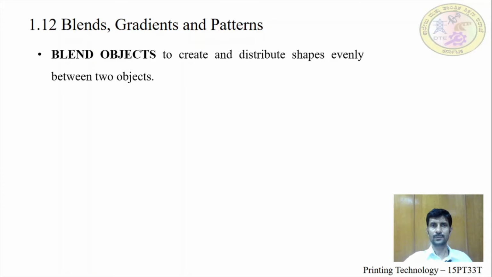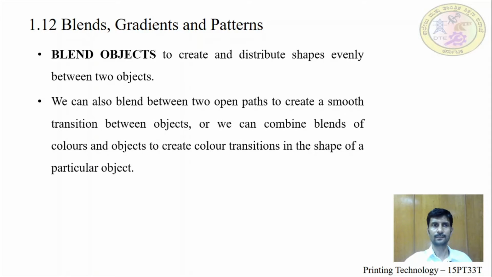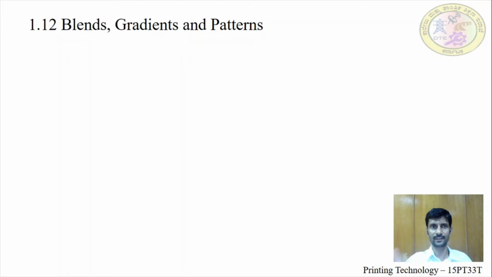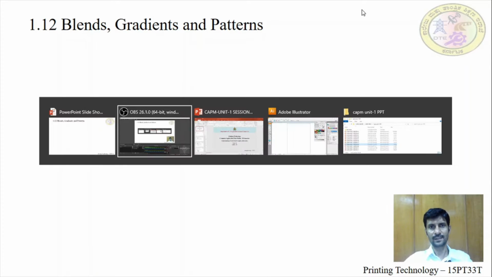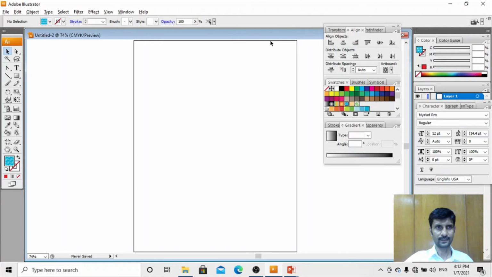Blends are used to create and distribute shapes evenly between two objects. We can blend between two open paths to create a smooth transition from one object to another. Similarly, we can combine blends of colors and objects to create a color transition in the shape of a particular object. Now I will show you how to create a blend using the blend tool in Illustrator.